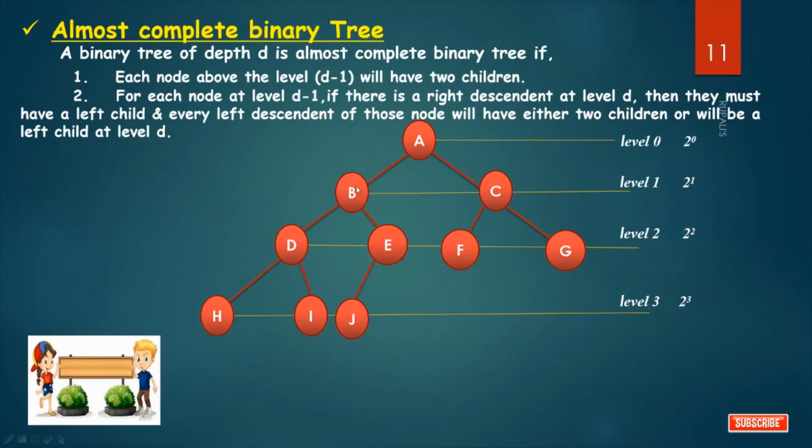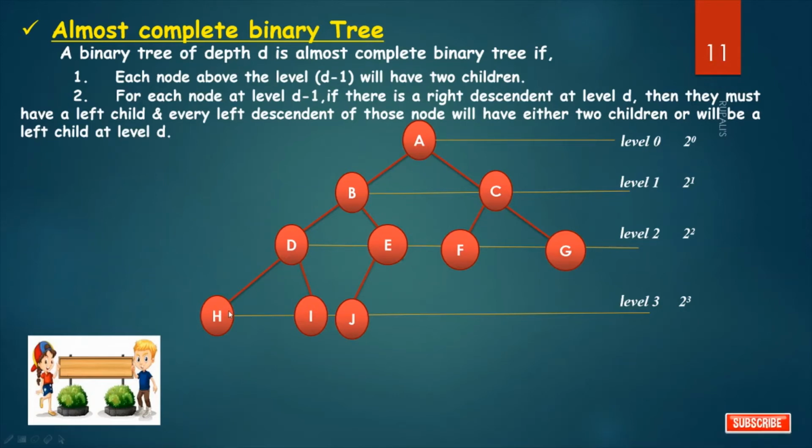See here, B and C both have two children. Okay, number one condition. Second is each node at level d minus 1, if there is a right descendant at level d, see here, for this level there is a right descendant, means a right child is there at level d, then they must have a left child. There should be one left child. Means only a right child is not possible. There should be one left child.